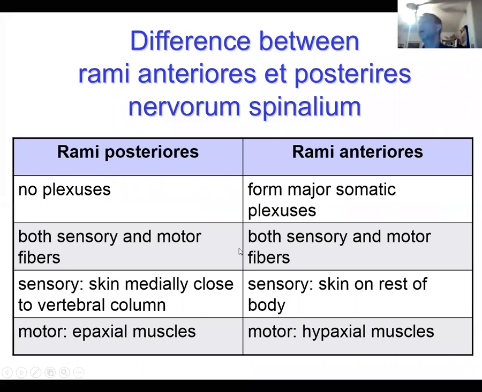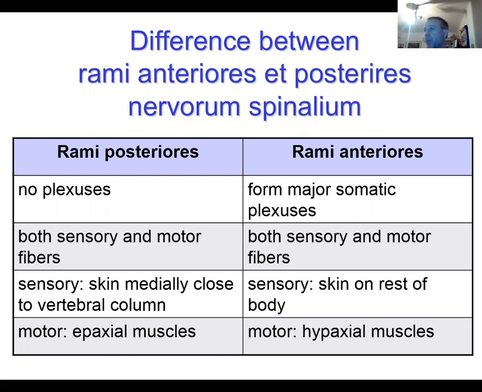Okay, that's all for the general information about the spinal nerve branching. Now let's talk about the branches themselves. The difference between posterior and anterior rami of the spinal nerve is obvious. The posterior, they supply the epaxial muscles, the anterior supply the hypaxial muscles. The anterior forms plexuses, major plexuses, cervical, brachial, lumbar, sacral, and a very small coccygeal plexus. The posterior one, they form no plexuses. They have segmental arrangement. These are differences.